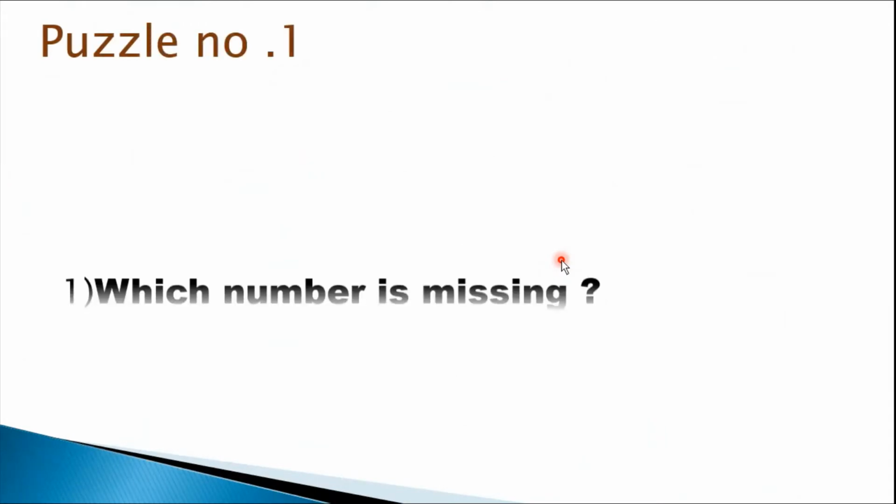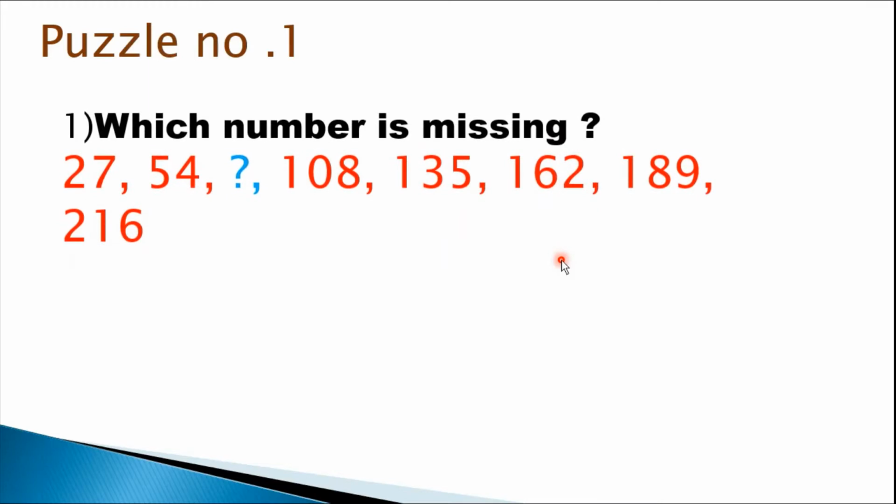Question number 1, or puzzle number 1. Which number is missing? You have this number 27 followed by 54, a question mark, 108 and 135. The number goes like this. So can you figure out what is the right answer? Your time starts now. And if you get the answer, please feel free to comment so that we can verify whether your answer is accurate or not.